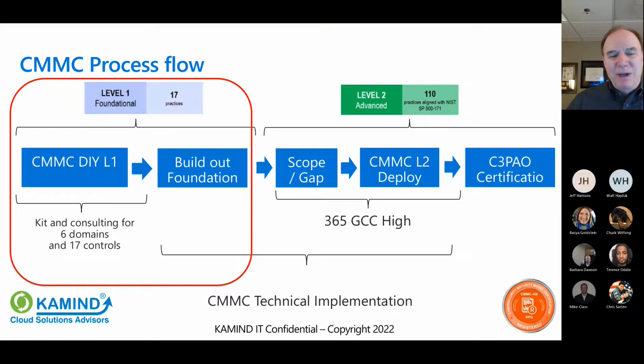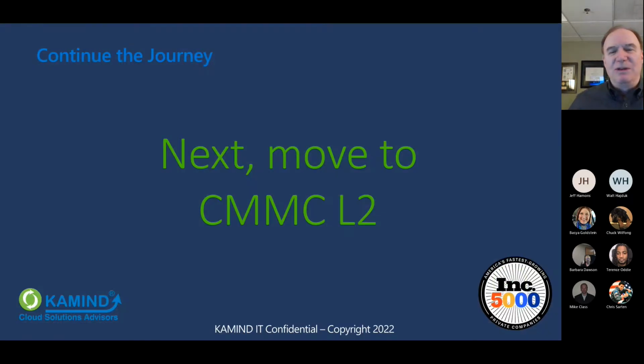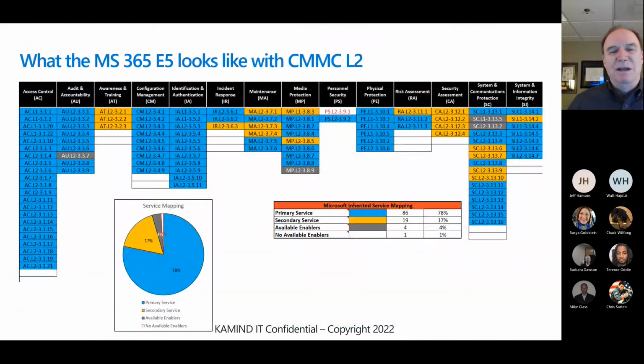So you basically go build this process model. And when you build that, you put the necessary hooks in place. And then of course you want to move to level 2. And level 2, you're going to be in a different data center. You're going to go into GCC High. Your level 1 is going to be in 365, and then you have a different set of controls on it. And that's what it looks like. And that's how you're doing the design.